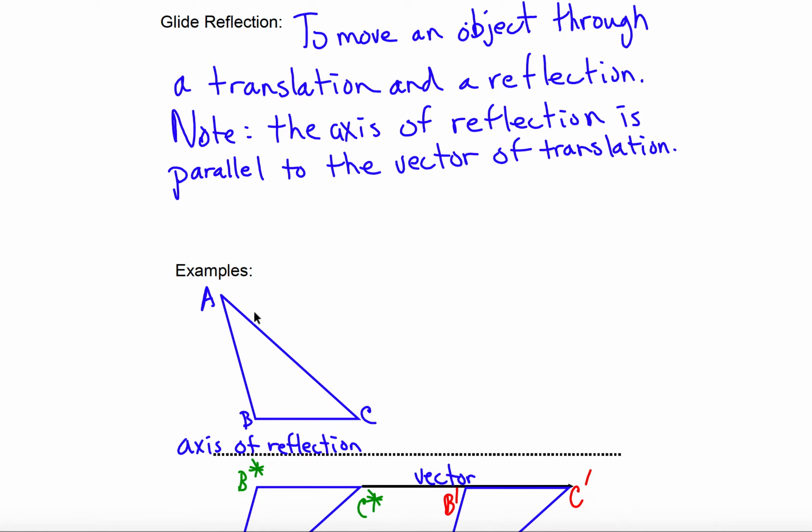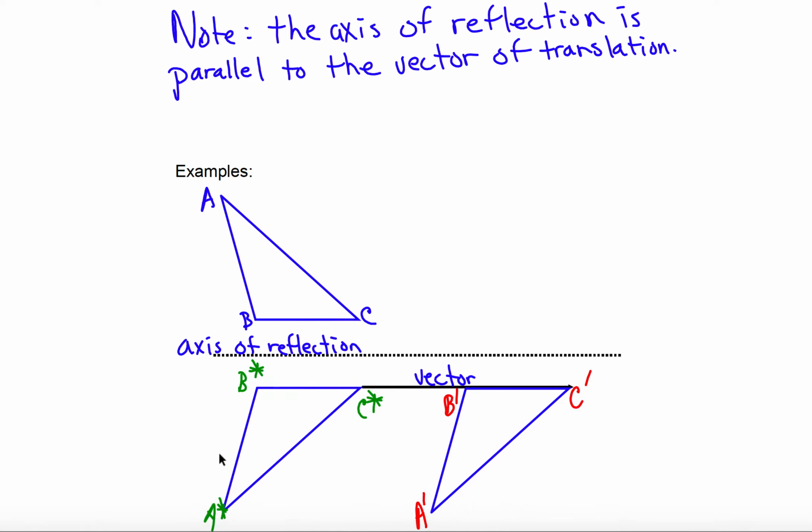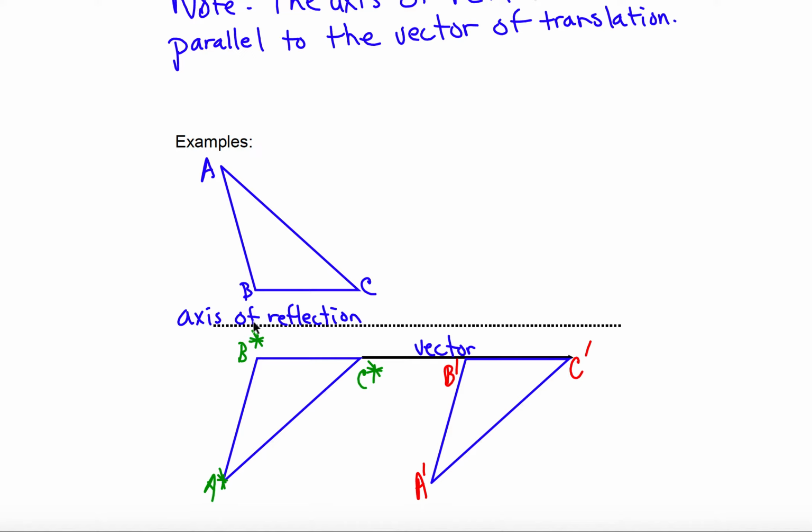So here is an example. Let's say we take this triangle ABC. Here's my axis of reflection. So I'm going to reflect ABC across this line. Again, you can do it in any order you want. So I'm going to reflect first. So B, let's call it B star this time. C to C star, same exact distance again. And A to A star, same exact distance.